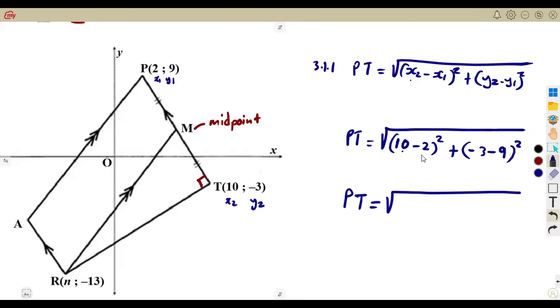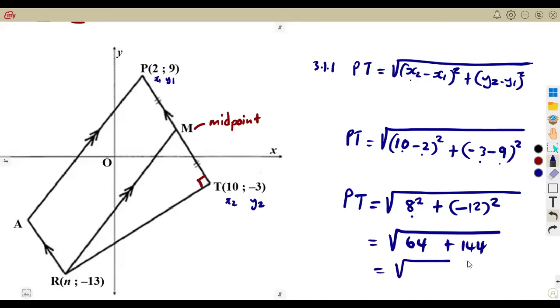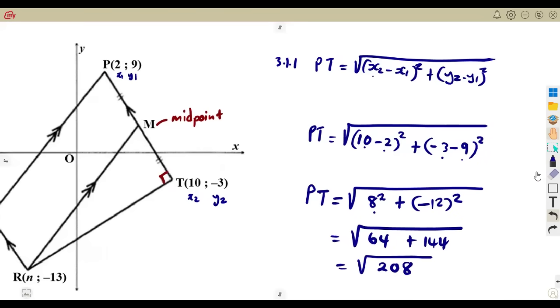So that is 10 minus 2, which is 8. So you've got 8 squared plus minus 3 minus 9. That is going to give us minus 12 squared. If we square these two, 8 squared is 64. Minus 12 squared is 144. You add, and this gives us the square root of 208. Remember, they said surd form, leave your answer under the square root. So this is the length of PT, which is the square root of 208 units. You can simplify this on your calculator still.